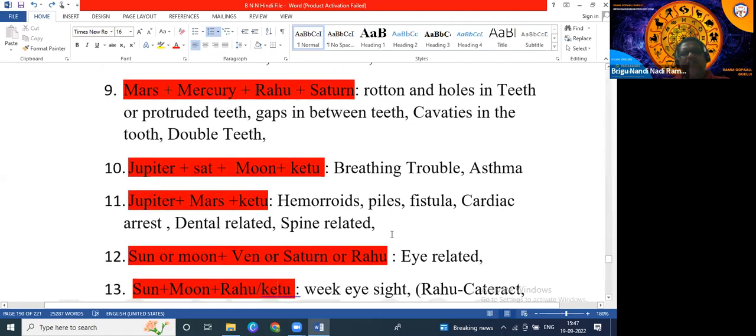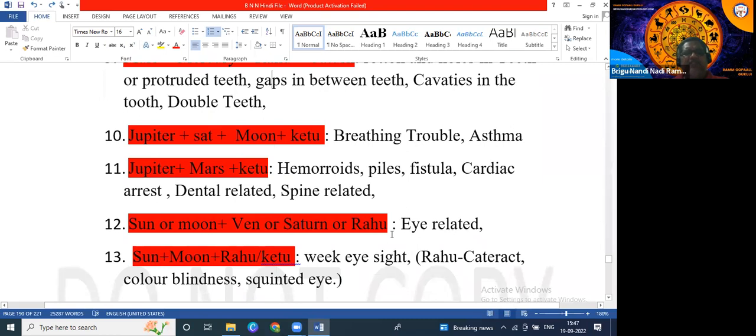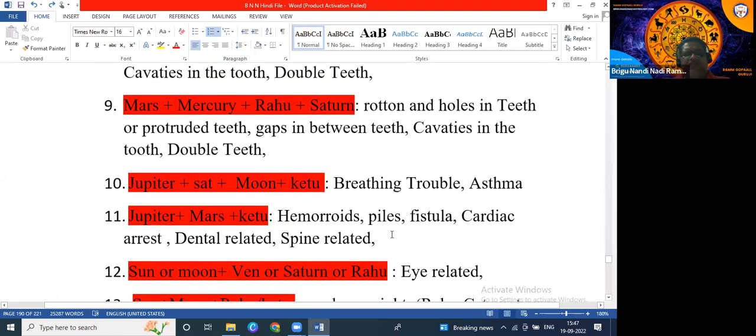Suppose instead of Jupiter you put Venus, the wife will have heart problem. You put Sun, father will have heart problem. Mars is already there. Mercury, for example, so youngest sibling, and Saturn is their elder brother. So elder brother will have heart attack like that. So based on other planets also we can predict who will have these problems, father or mother, like that.